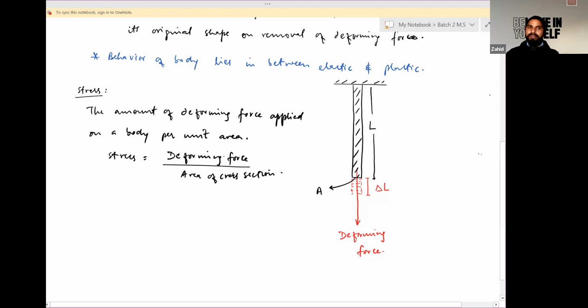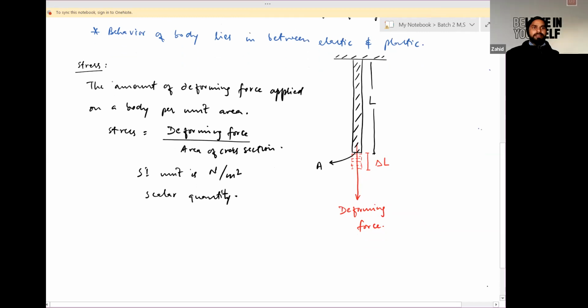Force having unit Newton, area of cross section having unit meter square. So its SI unit will be Newton per meter square, and it will be a scalar quantity. Is it clear? Yes, sir.